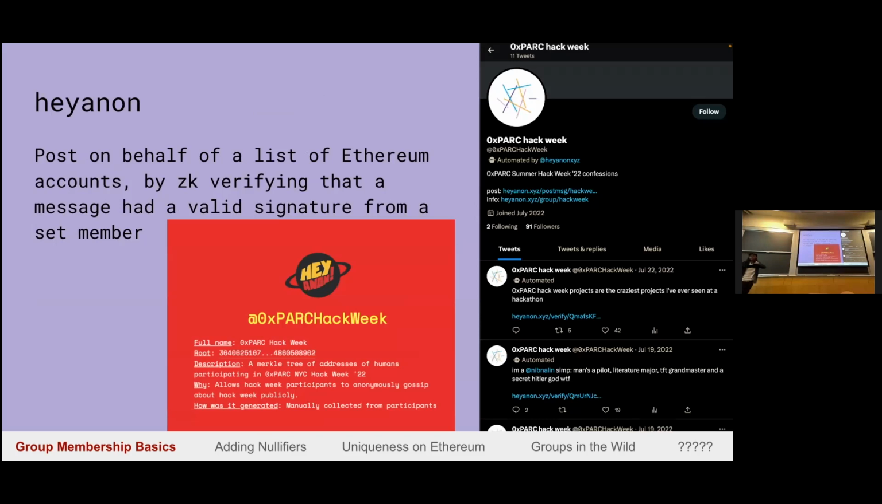Great. So we're going to slightly extend this primitive. Instead of using hash of secrets, we're going to use public and private keys. And so the construction is going to be quite similar. One instantiation of this is hey anon. Basically what it allows you to do is post on behalf of a list of Ethereum accounts by also publishing a ZK proof that your message comes with a valid signature from one of those set members. So it's a very similar scheme to the one we just discussed, but instead we use public-private key cryptography.